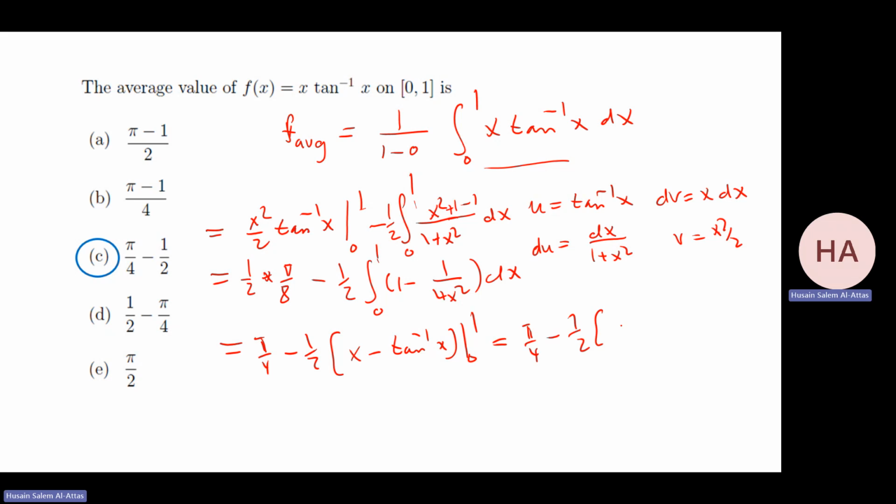What is this? 1 minus pi over 4, minus 0. That's it. Then I have, it's not pi over 4, this is pi over 8. Minus half plus pi over 8. That gives me pi over 4 minus half.